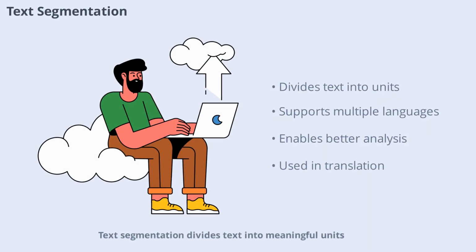Text segmentation divides text into meaningful units, such as sentences or paragraphs. This is especially important for languages without clear word boundaries like Chinese. Segmentation helps NLP systems process and analyze text more effectively, supporting tasks like translation, summarization, and information retrieval. Accurate segmentation is the foundation for many downstream NLP applications.